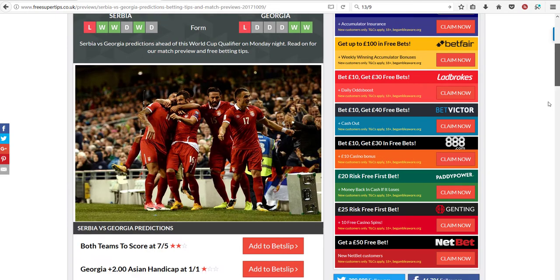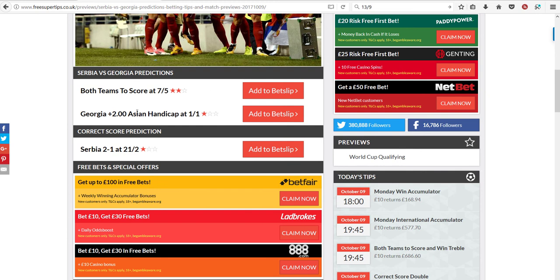What did they say? So they have both teams to score and Georgia +2 Asian handicap. Now that kind of makes sense, and they give the reasons, because Georgia have tended to score and they haven't lost by much so far in the season. When they went away to Ireland, I think they lost maybe by a goal, and when they went away to Wales, etc. So if you'd made this bet on all the games in this group, I don't think Georgia have lost by more than 2 goals in any of them, in which case you're covered. So you wouldn't have lost, and for some of them you would have won.